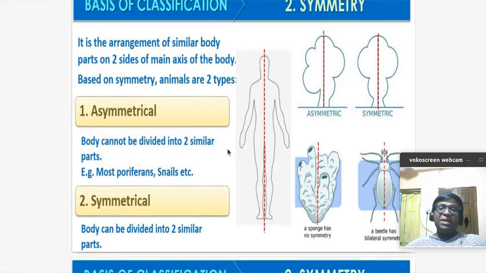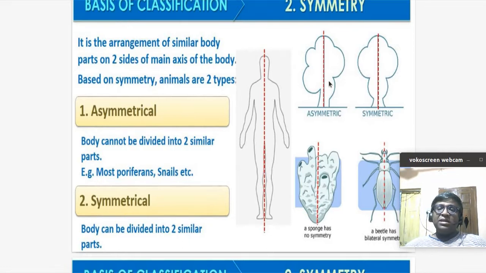So based on the symmetry, the animals are majorly classified into asymmetrical and symmetrical. So in asymmetrical animals, the body cannot be divided into two similar parts. So you cannot divide the body into two equal halves in any plane of division. So you can notice here one diagram, where the organism is not being divided into two equal halves in any plane of symmetry. So there is inequality when they are divided. So we call this sort of organisms as asymmetrical.